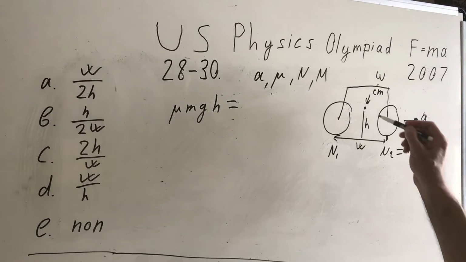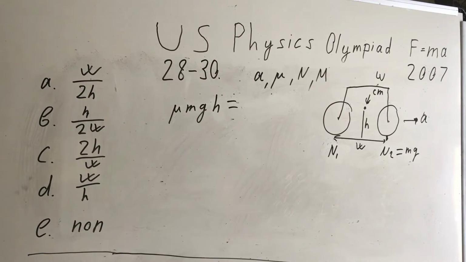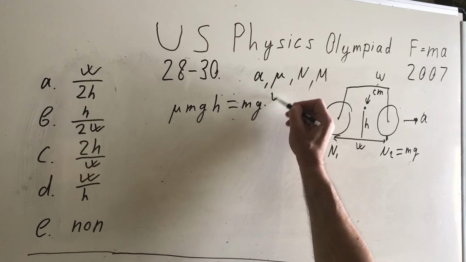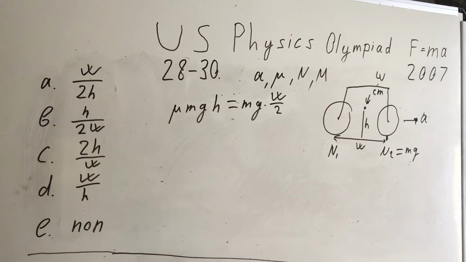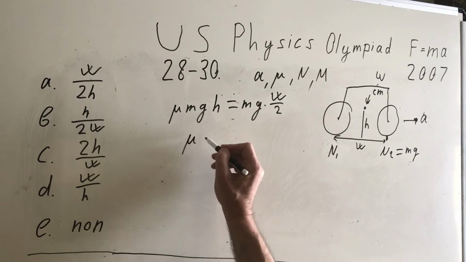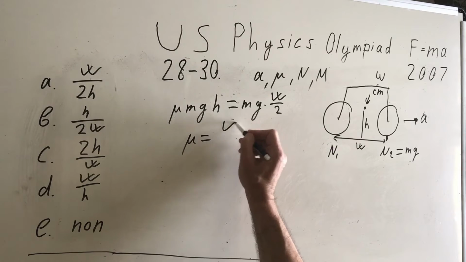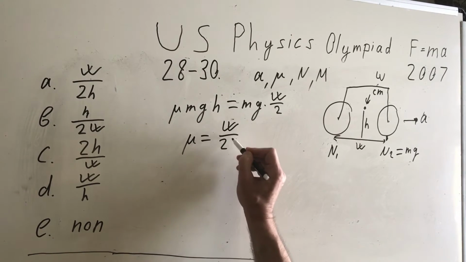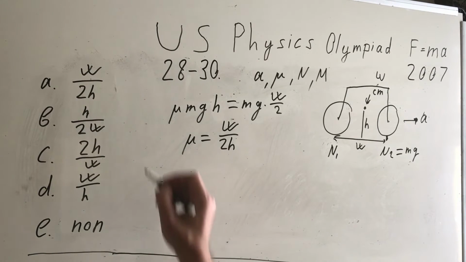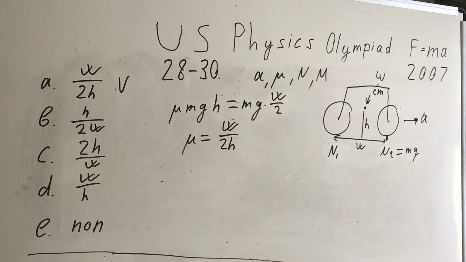And we have torque created by the force of gravity, which is mg multiplied by w over 2, which is going counterclockwise. So from this equation we can find that the maximum possible coefficient of friction equals w over 2h. And if we look at these answers, the correct answer is A.